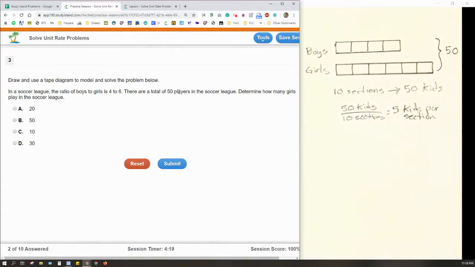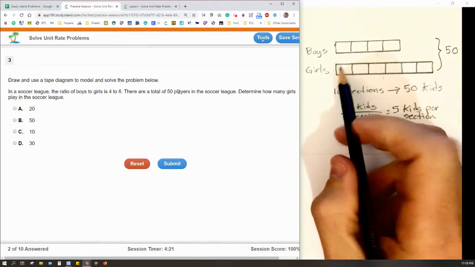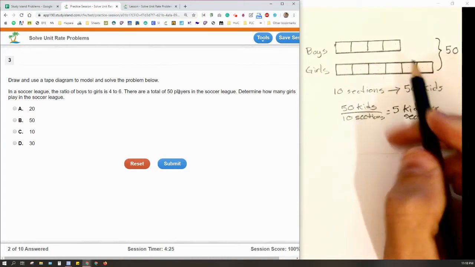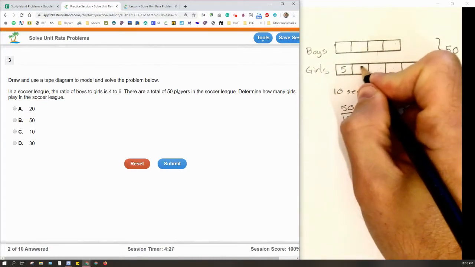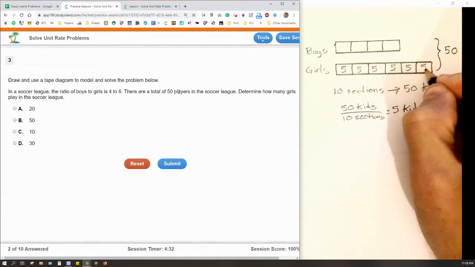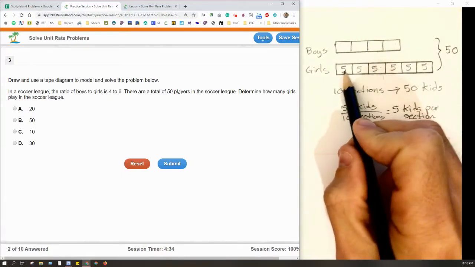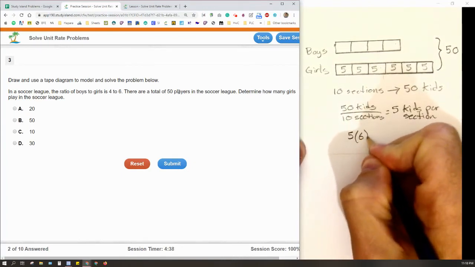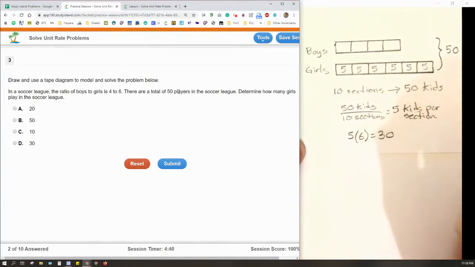Once we know it's 5 kids per section, it's pretty easy to figure out how many sections there are for the girls. 1, 2, 3, 4, 5, 6. If each of these is worth 5, 5, 5, 5, 5, 5, how many girls is that? Well, it's 5 times 6 pretty clearly. So 5 times 6 equals 30. There are 30 girls.